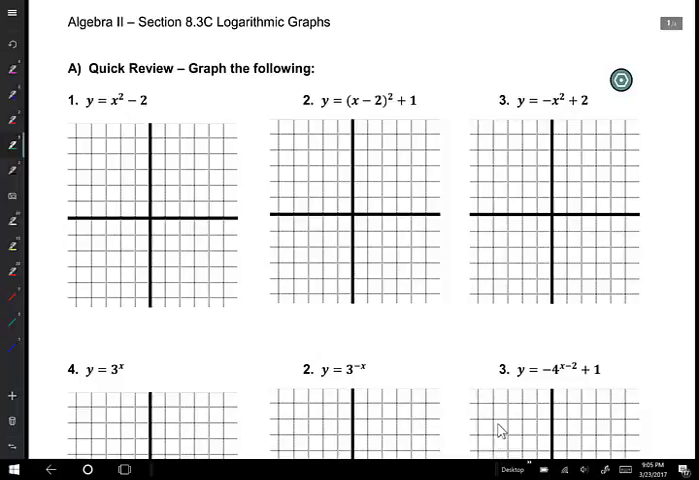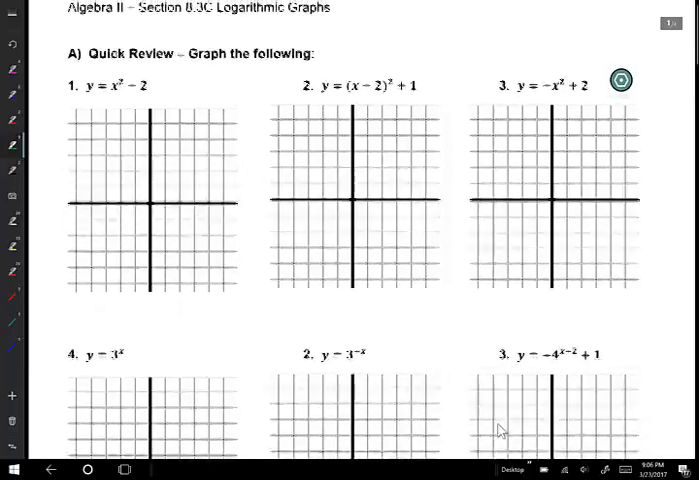As we look at section 8.3, we're going to take the third part of our logarithms and look specifically at graphs today. To do that, we want to start off by reviewing just basic shifts in graphs using the horizontal and vertical component and also flipping over the x and or y-axis. So let's begin with a parabola.